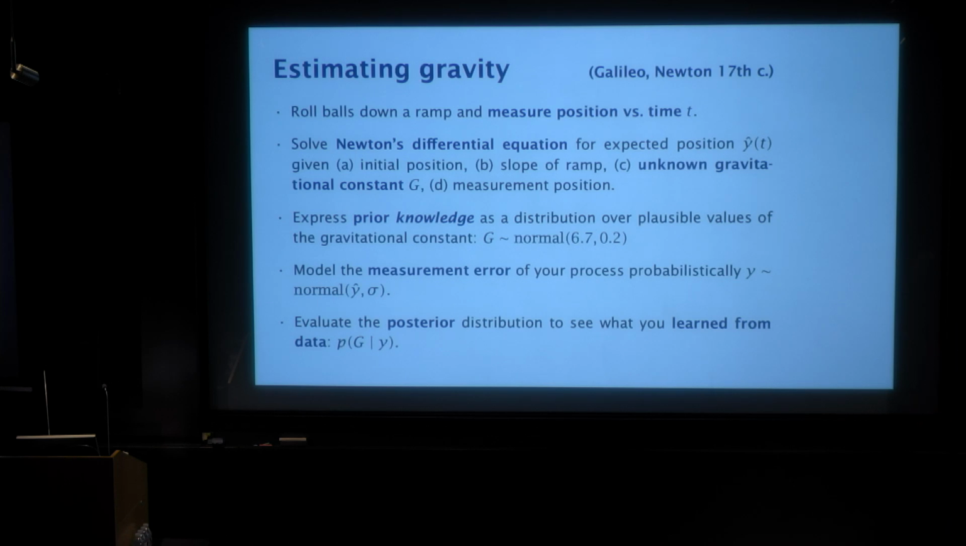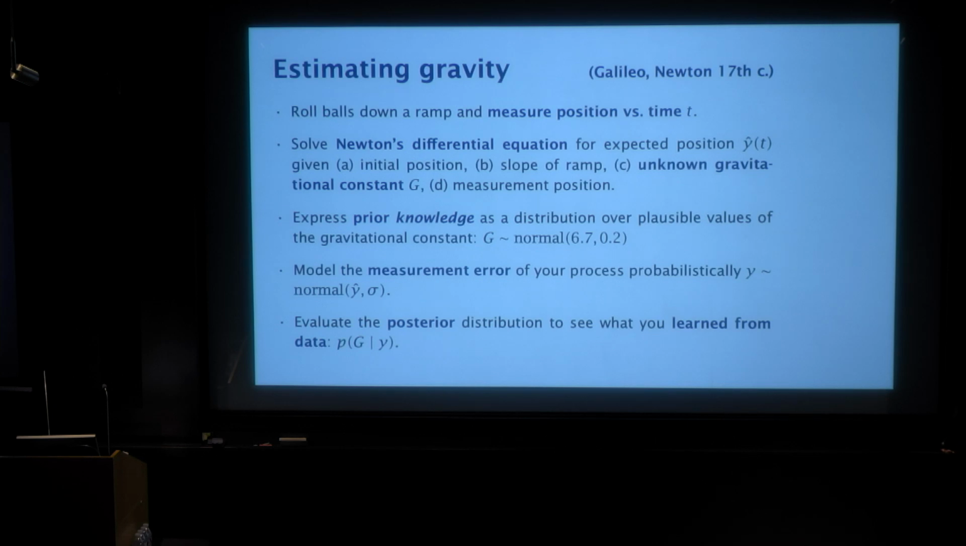But anyway, this is Galileo's experiment for measuring the gravitational constant. At least we can use it to do that, right? We start with a ramp. We roll a ball down the ramp, and we measure the position the ball's at versus time after we release it. Basically, what we're going to do is solve Newton's differential equation for the expected position, given the initial position, the slope of the ramp, and an unknown gravitational constant. We're going to set this model up so we can actually infer what the gravitational constant is from data. That's the point of doing this. That's our goal, to learn about the gravitational constant.